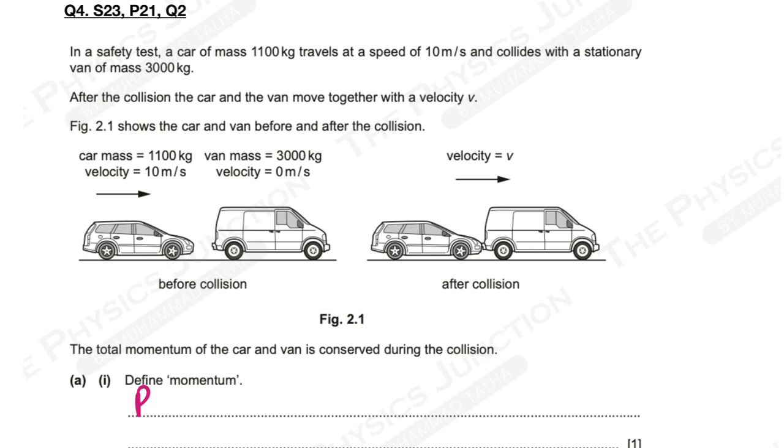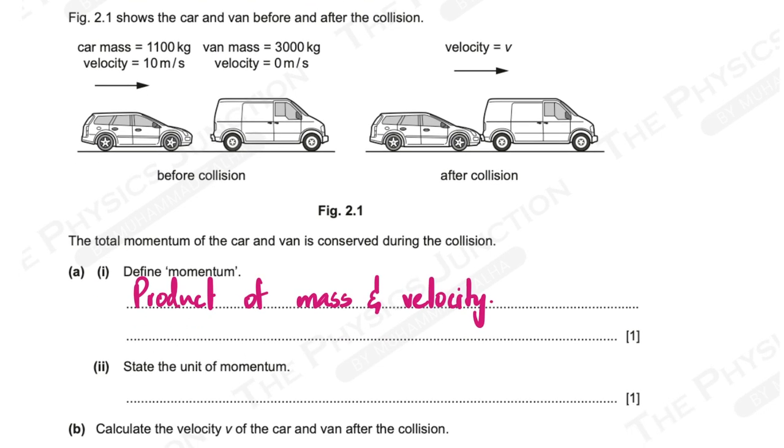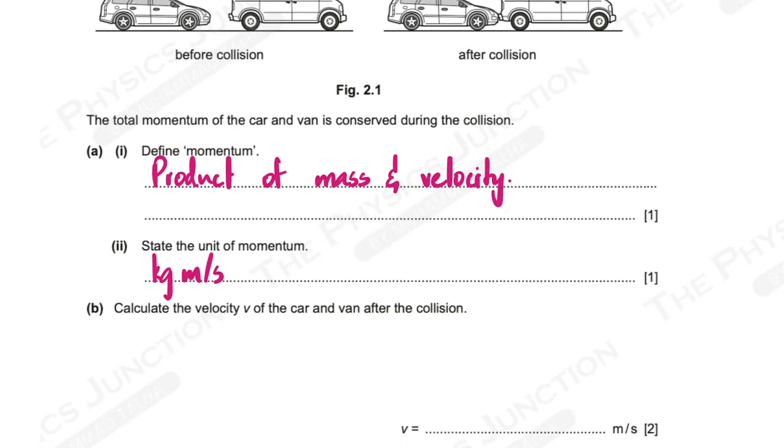Define momentum: simply the product of mass and velocity. Next part, state the unit of momentum. Again, kg meter per second or newton second, both are correct. Calculate the velocity of the car and van after the collision.